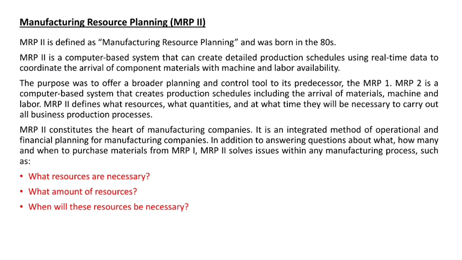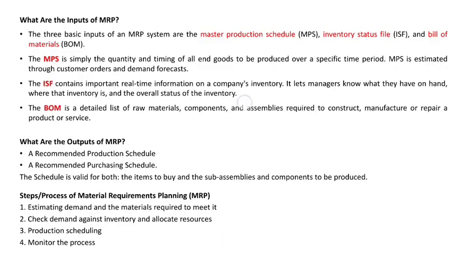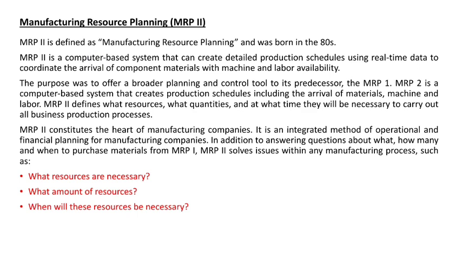We'll go see what is MRP2. This is manufacturing resource planning. What did we study earlier? Material requirements planning, MRP1. MRP or MRP1 is the same. MRP2 is manufacturing resource planning. Here we see with respect to the resources required. Manufacturing, it uses real-time data to coordinate the arrival of components, material with machine and labor availability.